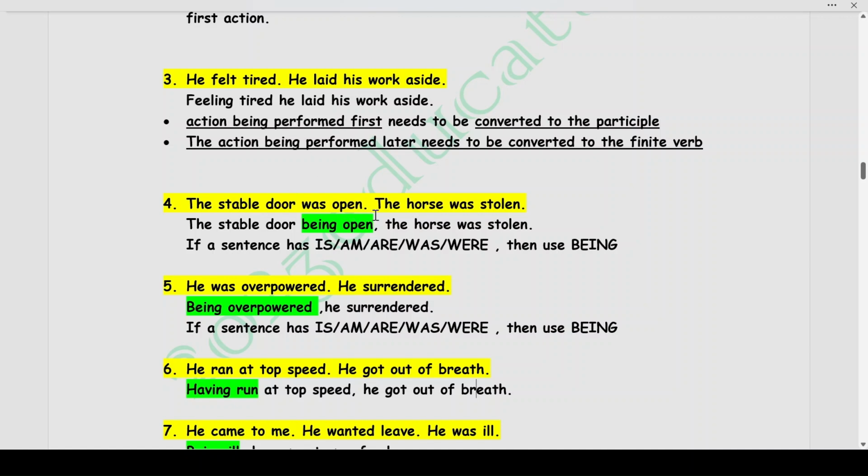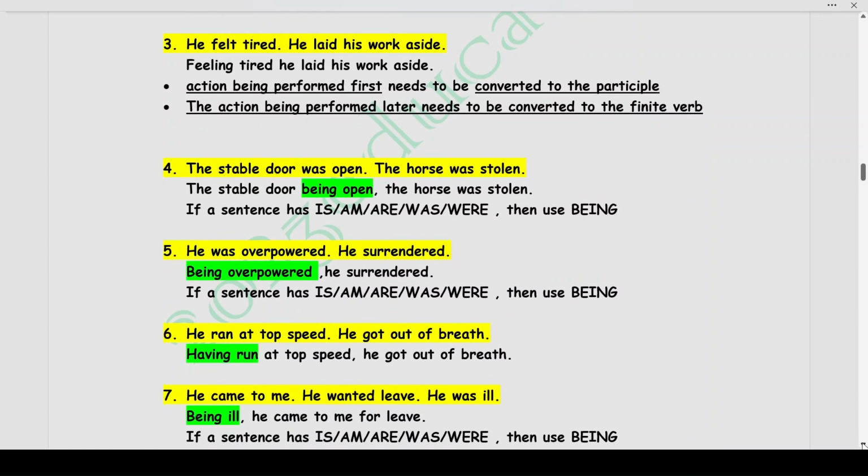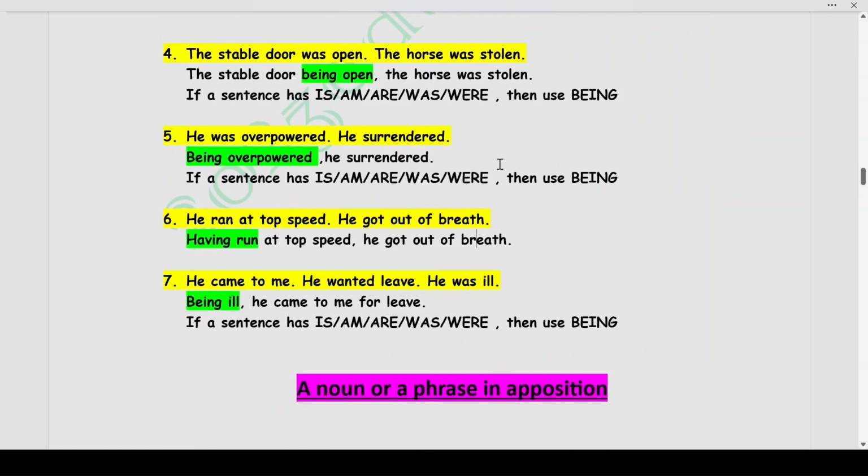Now, the stable door was open, the horse was stolen. Now analyze, students. There is the verb was. So when there is am, is, are, was, were, what do they change into? They become being. So the stable door being open, the horse was stolen. He was overpowered, he surrendered. Again, there is was in the sentence, students. So wherever there is am, is, are, was, were, we change that to being. So being overpowered, he surrendered.